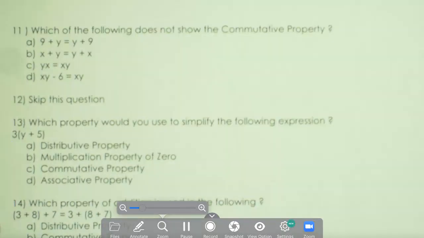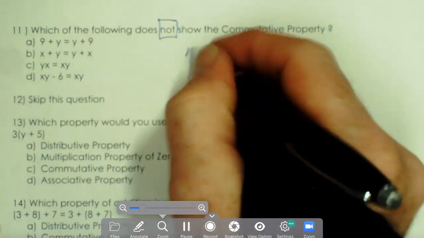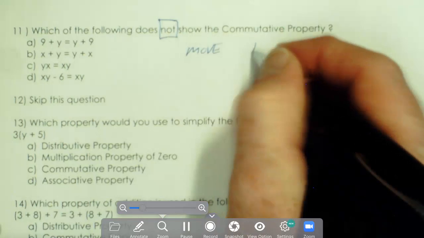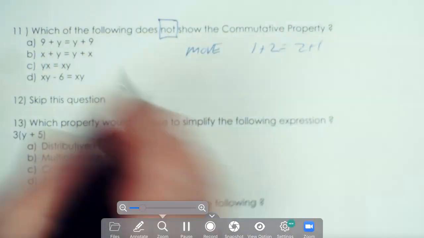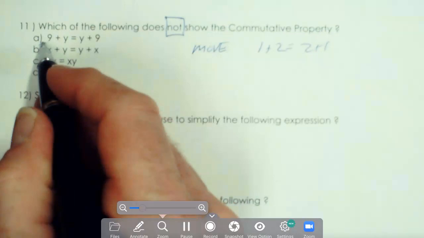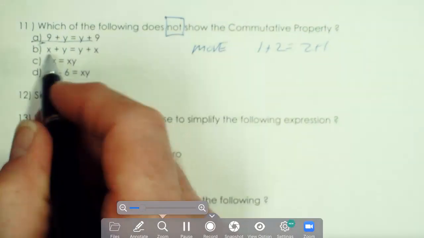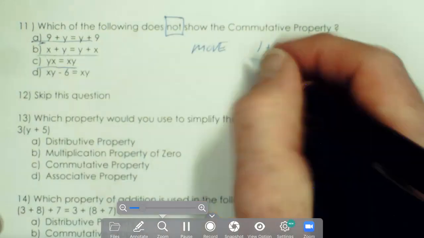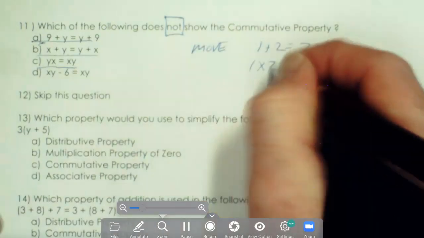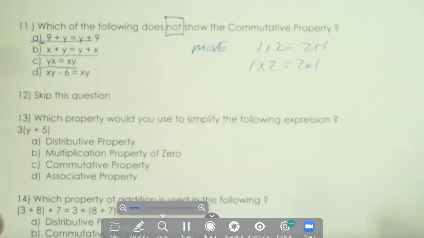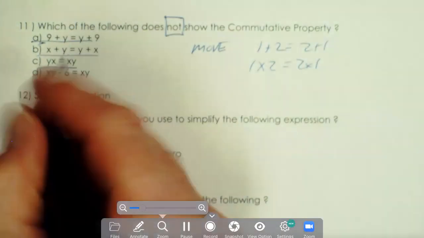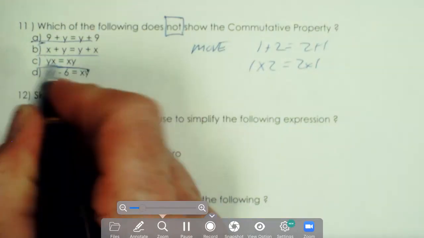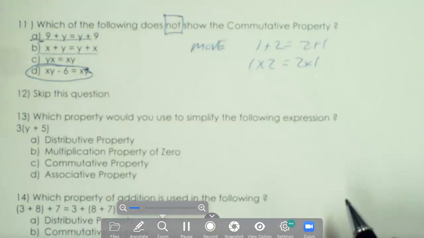This is another property question. Which does not show the commutative property? So remember, the commutative property is the moving property where you can move things around. 1 plus 2 equals 2 plus 1. This does. This is good. x plus y is y plus x. That one's fine. y times x equals x times y. Yes, because we can also say 1 times 2 equals 2 times 1. This property works for multiplication and addition. So this one's okay. It's got to be this guy here. This one does not show the commutative property.